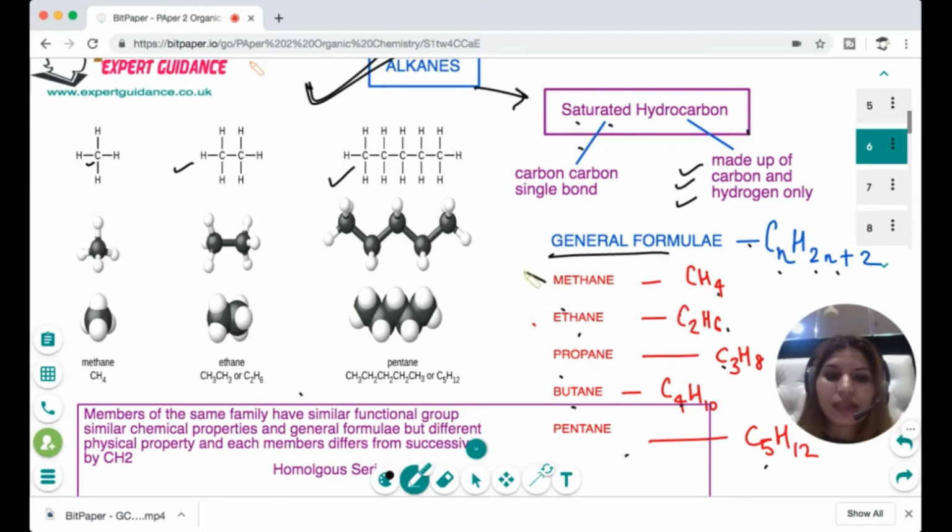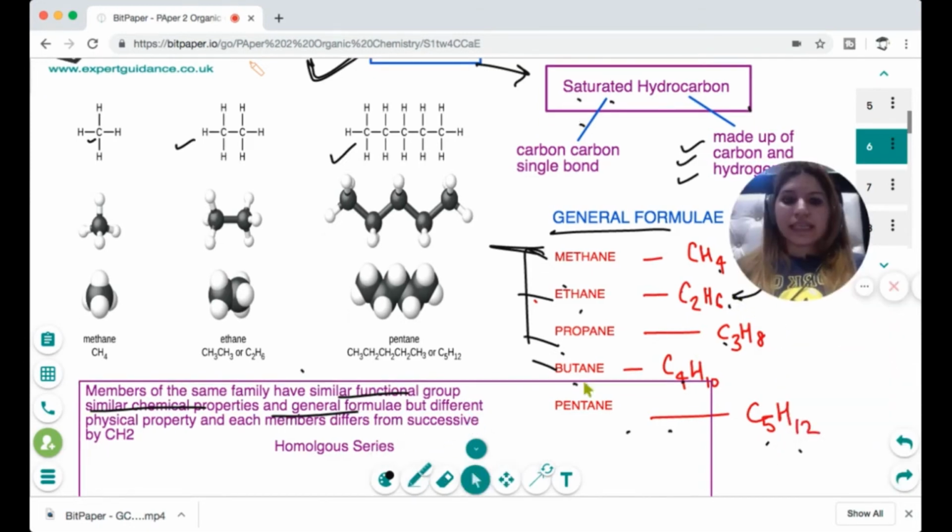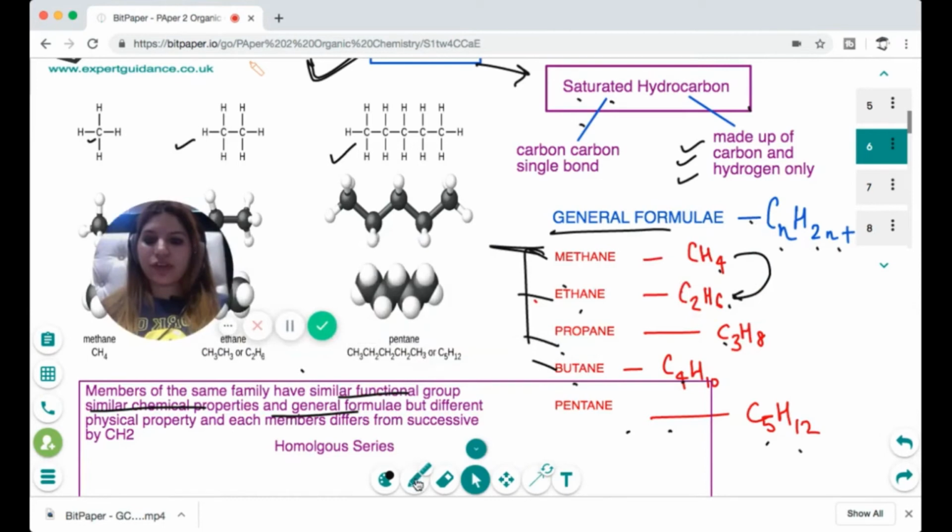Now, if you look at methane, ethane, propane, butane, all these members have the same functional group, that is, they are all alkanes. They show similar chemical properties and they have the same general formula. But they will have different physical properties. As you can see, methane has 1 carbon, so it will have a lower boiling point as compared to pentane, which is a longer hydrocarbon. So all these members differ in physical properties. In this homologous series, they have a similar functional group, similar chemical properties, the same general formula, but one member differs from the successive one by 1 carbon and 2 hydrogen.